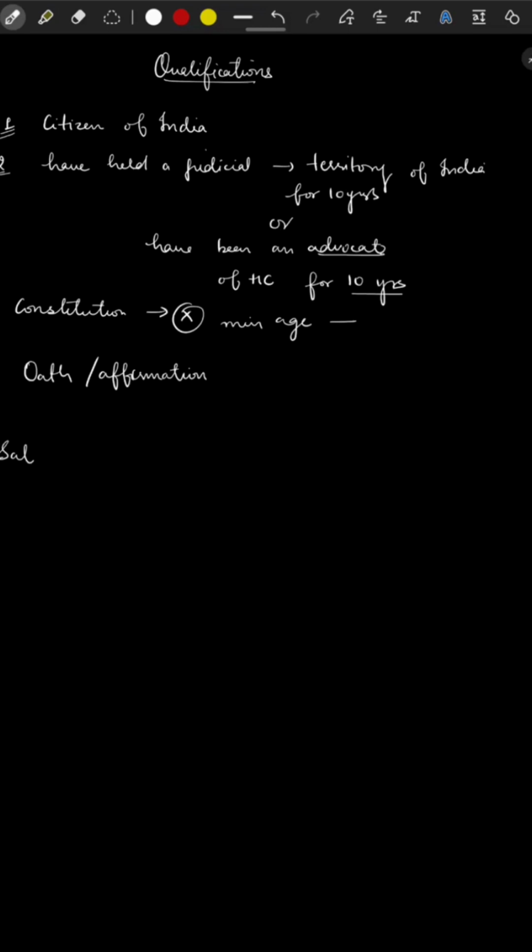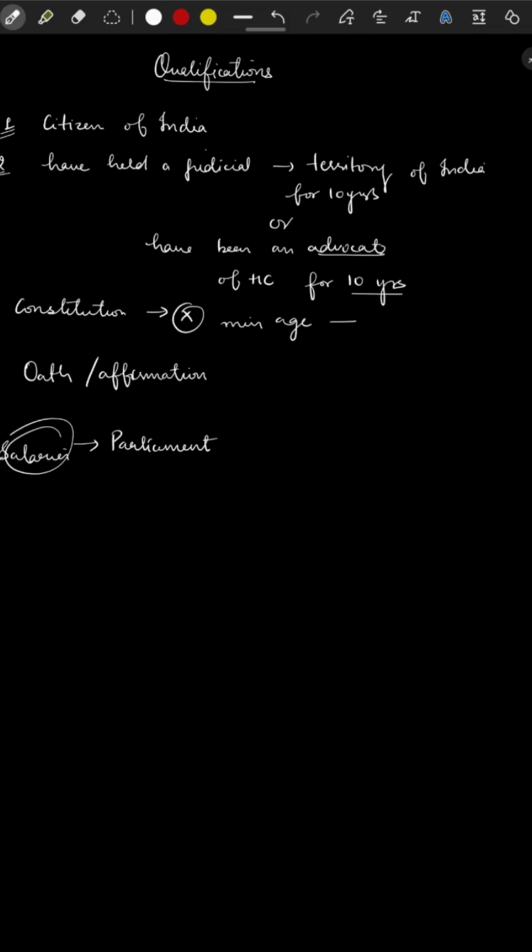And what about the salaries and allowances? Salaries, allowances, privileges and leaves are all determined by the Parliament. The Parliament will decide what kind of salary they will get. But their salaries cannot be varied to their disadvantage after their appointment. So if in 2018 the salary was something, it cannot be varied to their disadvantage, saying that now we won't give you that amount. This can't happen.